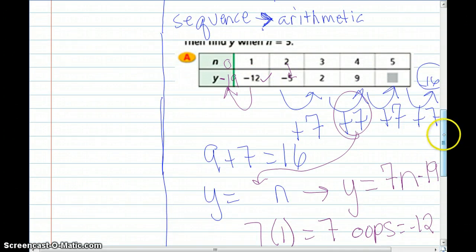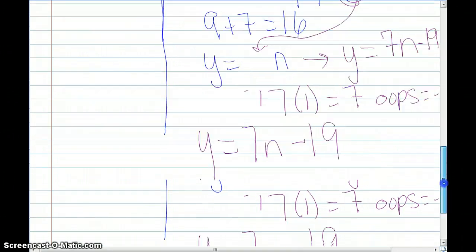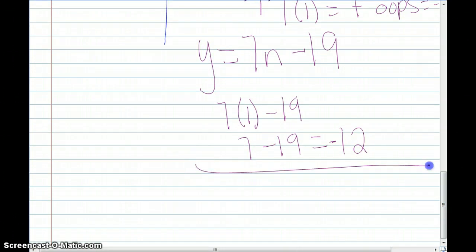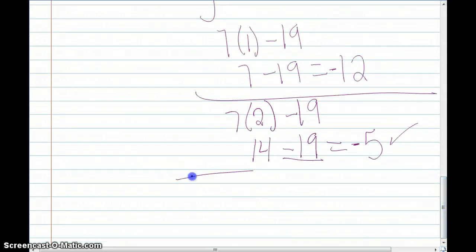Let's check it with the 2. I've got 2 and negative 5. So I've got 7 times 2 minus 19, and it's supposed to equal negative 5. So 7 times 2 is 14 minus 19. I have 19 minus 14. That is 5. 19 is my bigger number, so it's a negative 5. Yay, it works. So you keep checking just to be sure, and then you know you have it.